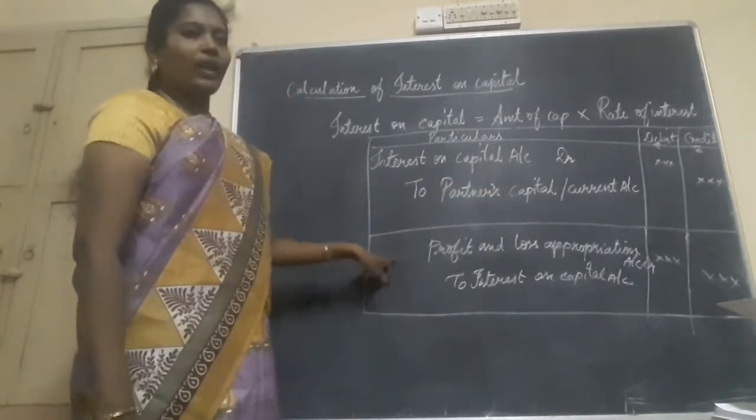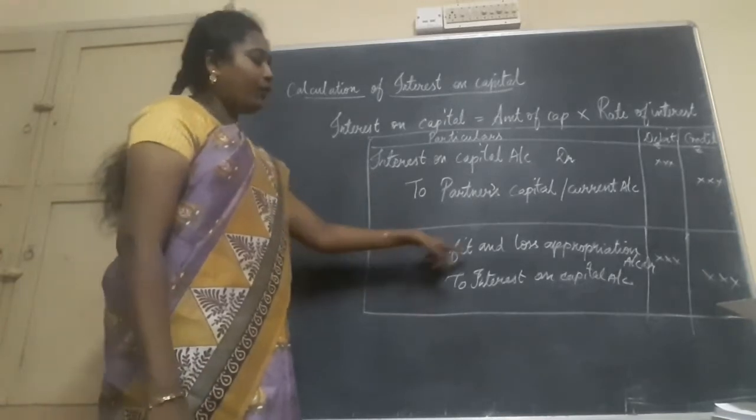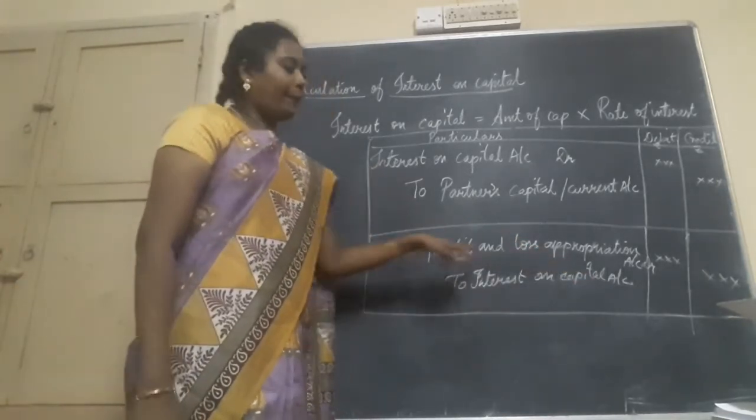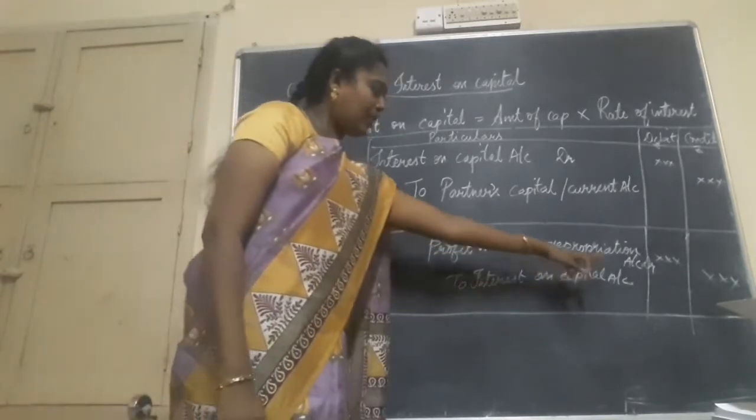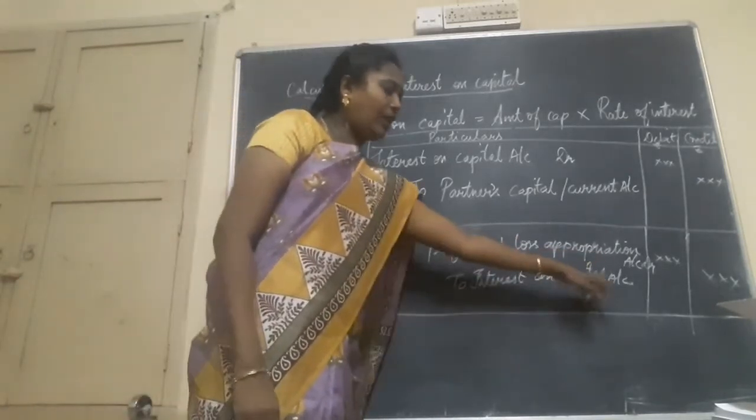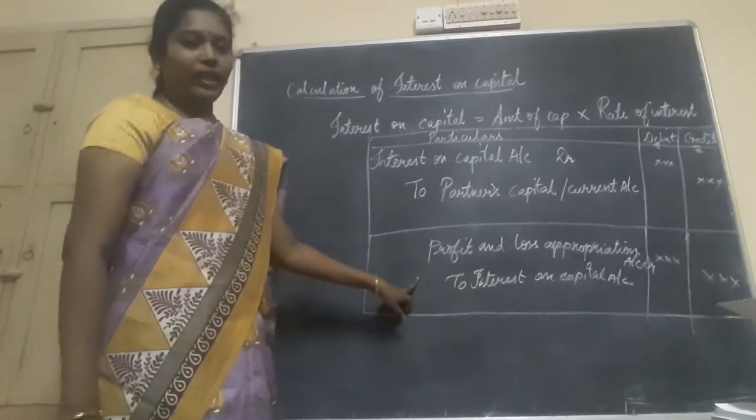Next one is we are transferring that to the profit and loss appropriation account. So profit and loss appropriation account debtor, to interest on capital account.